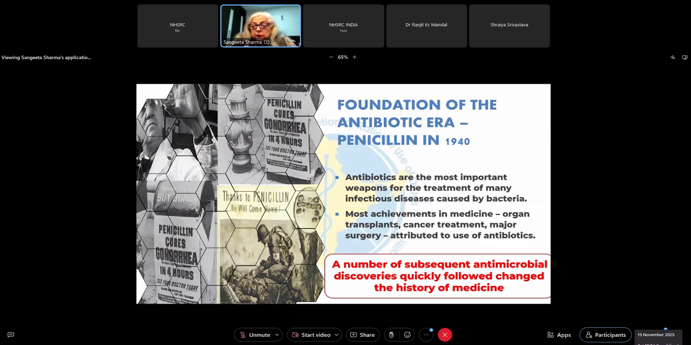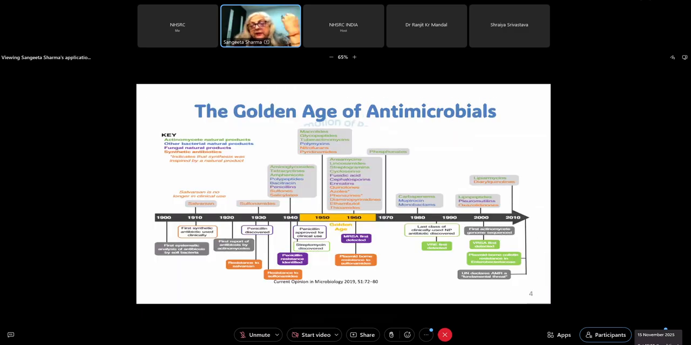And the foundation, as we know, was laid down in 1940 by the discovery of penicillin. Thereafter we had a subsequent number of discoveries happening quickly. A lot of new antibiotics were introduced. I call this the golden age of antimicrobials, because earlier people were dying without these antibiotics. So far we now have a very good armamentarium of these antibiotics available with us.